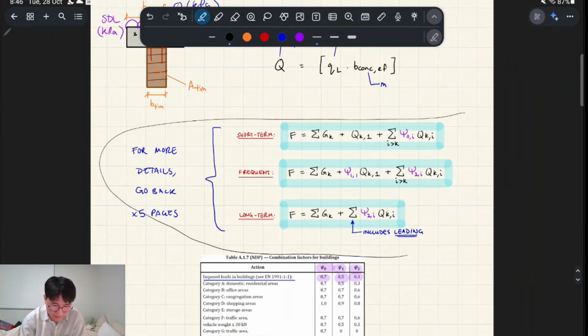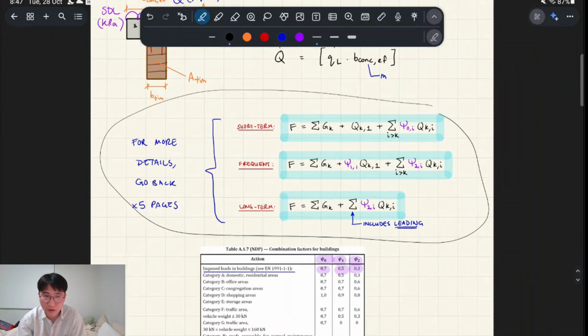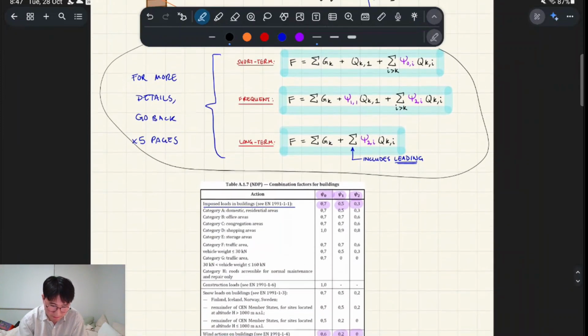So I say here, go back 5 pages. What I mean by 5 pages is when we talked about the Eurocode load combinations for serviceability, if you want more details. But I've just included a copy of the key things here.